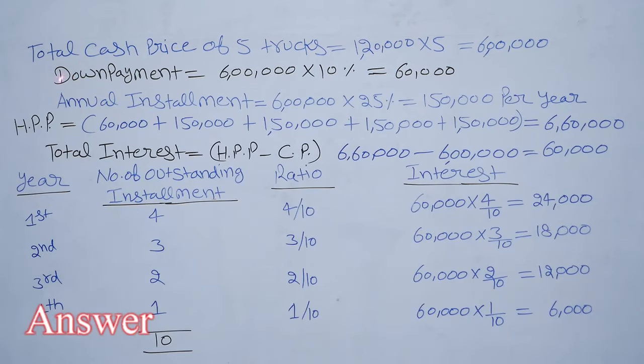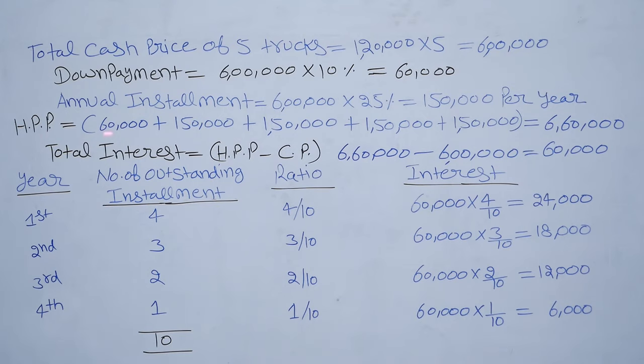Let's understand the answer. Venus Transport Limited purchased 5 trucks for rupees 6 lakh. Per truck value is 1,20,000 into 5 trucks, which is equal to 6 lakh. Venus Agency paid 10% of cash price as down payment. So 6 lakh cash price into 10% is equal to 60,000. And also 25% of cash price is paid as installment. So 6 lakh cash price into 25% is equal to 1,50,000 per year.